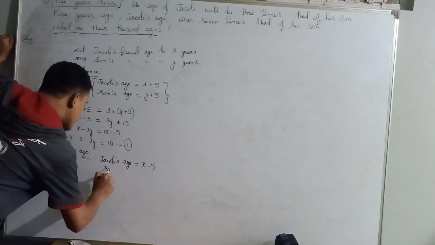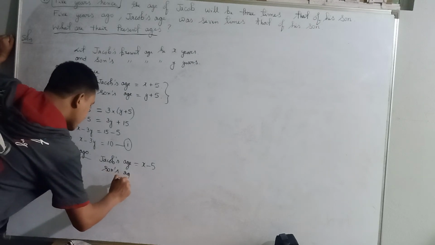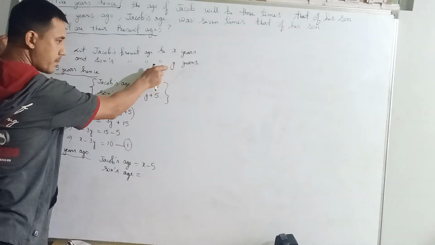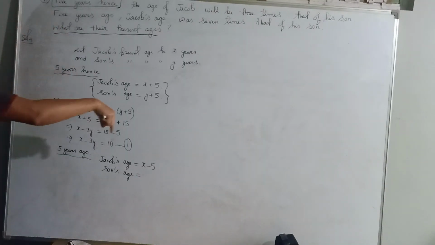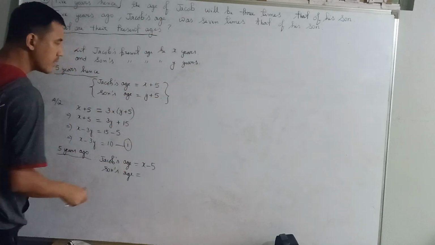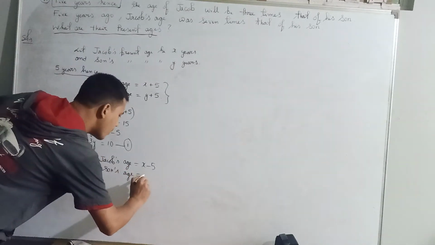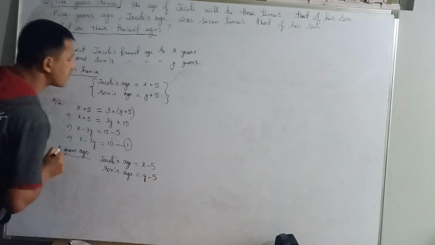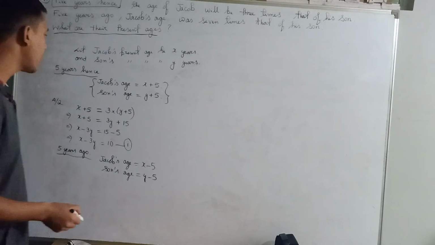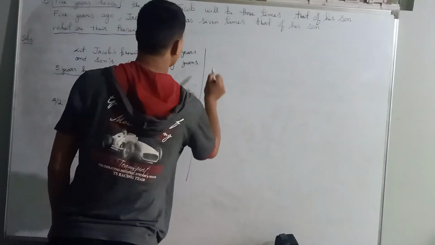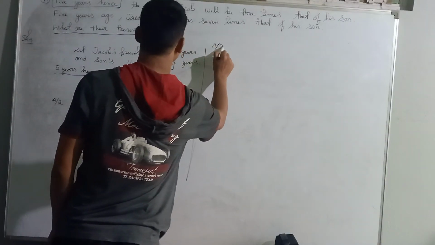And what was his son's age? His son's present age is Y years. 5 years ago, what was his son's age? His son's age will be reduced by 5, right? His son was Y minus 5 years old at that time. Okay, you got it? Now, according to the question, what do we have?